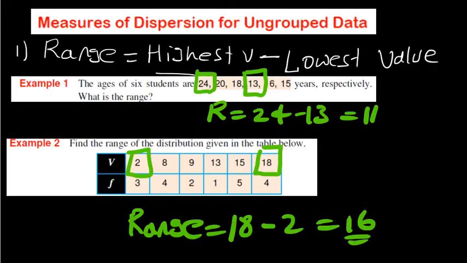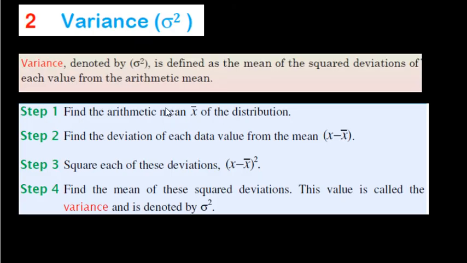What's variance? Variance is denoted by sigma square. It is defined as the mean of the squared deviations. First of all, you need to be clear what deviation means. Deviation means the difference between each data and the mean. You need to take each data minus the mean, then square it. After squaring each of them, you take the average of it. The average means the mean. You add them all, then divide by the total frequency. That's going to be the variance.